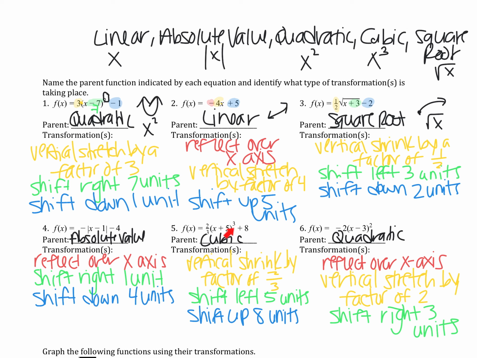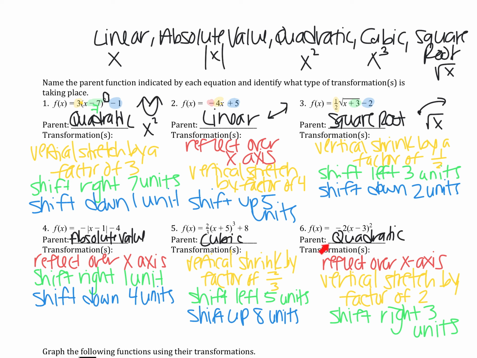Number 5 has an exponent of 3, so that tells us it's the cubic function. Out front is 2/3. It's being multiplied, so it's less than 1. It's going to have a vertical shrink by a factor of 2/3. Inside is +5, so it's going to go opposite, shift left 5 units. On the outside at the end is +8, so that's going to shift it up 8 units.